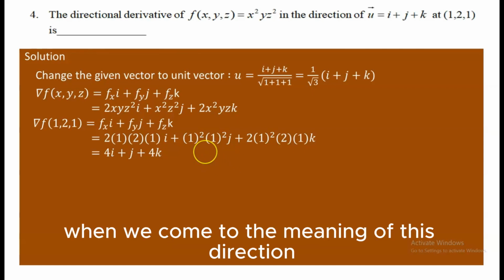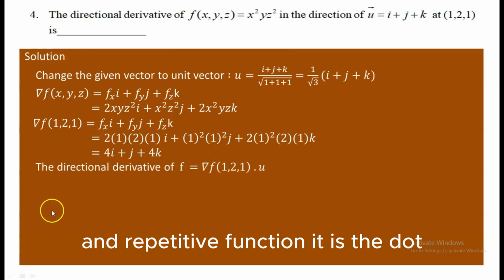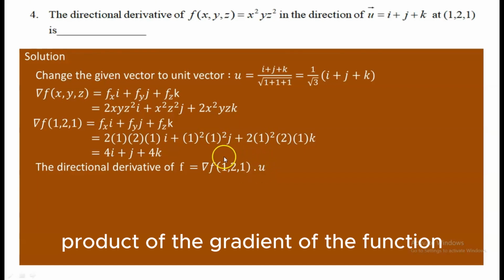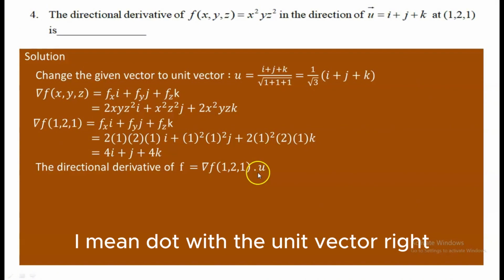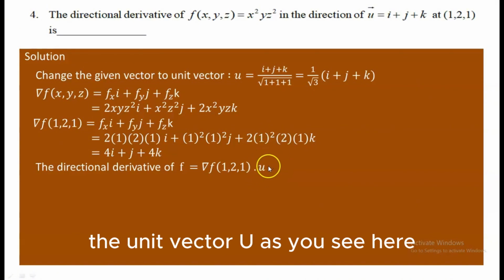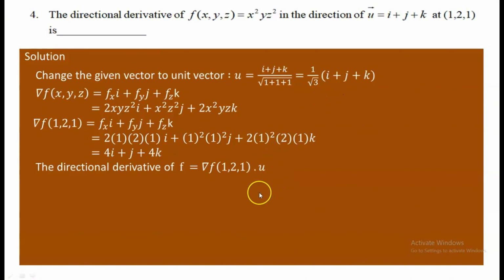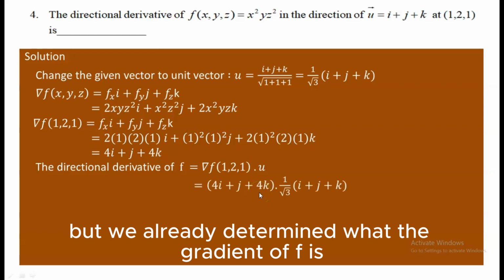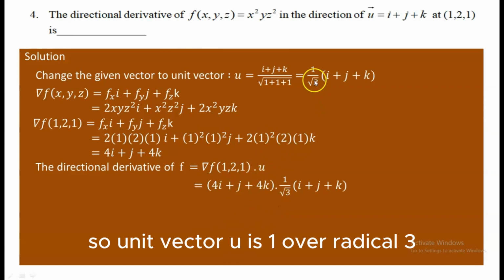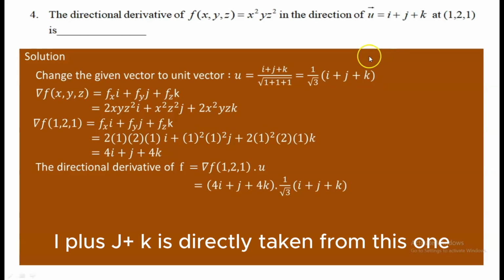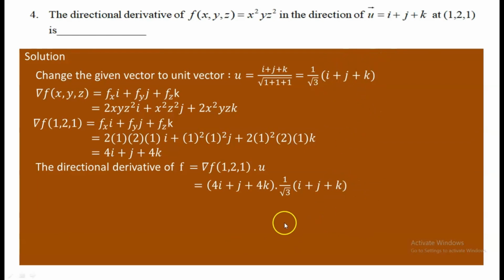So when we come to the meaning of this directional derivative of the function, it is the dot product of the gradient of the function at that particular point with the unit vector u, as you see here. But we already determined what the gradient of f is. It is 4i plus j plus 4k. The unit vector u is 1 over radical 3 times (i plus j plus k). It's directly taken from this one.